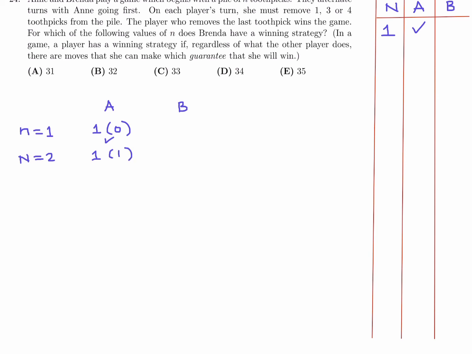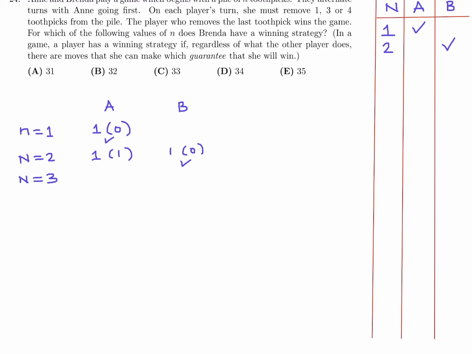Okay, that's what I'm doing in this question. I'm putting what's remaining in the brackets. If there's 1 remaining, Brenda just removes that. And there's 0 then remaining, and Brenda wins. So for N equals 2, Brenda wins. All right, so far so good. Nothing confusing so far, hopefully.